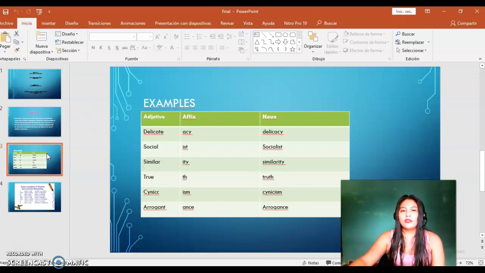And the adjective true, and affix th, and the noun truth. And the cynic, and affix ism, and the noun cynicism. An adjective arrogant, an affix ance, and the noun arrogance.